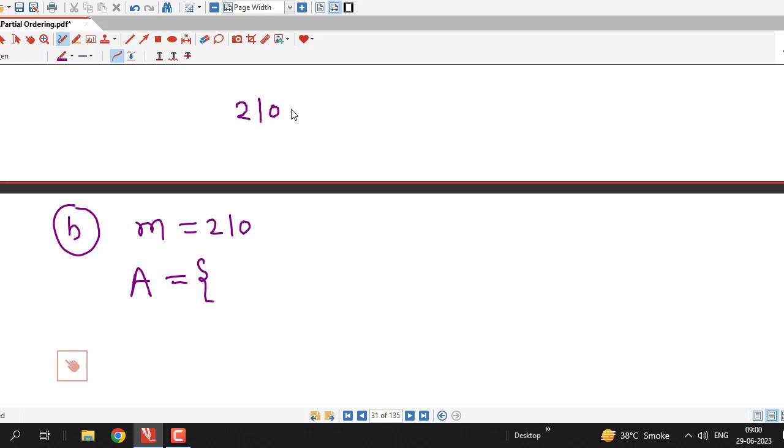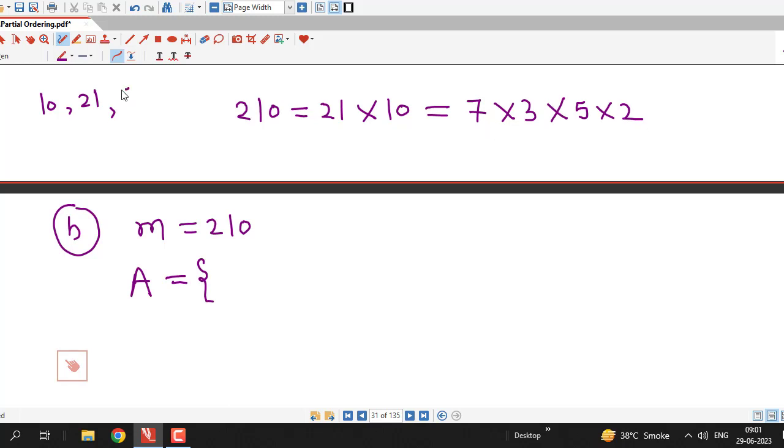So first I have to write down the divisors of 210. M is 210, and in set A I have to write down the divisors of 210. So we can write 210 as 21 into 10. So we obtain two divisors, 10 and 21, then we can rewrite 21 as 7 into 3 and 10 as 5 and 2. So we obtain 5, 2, 3 and 7.